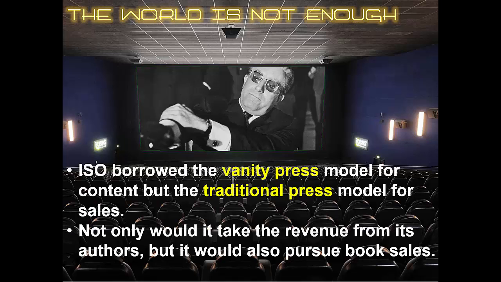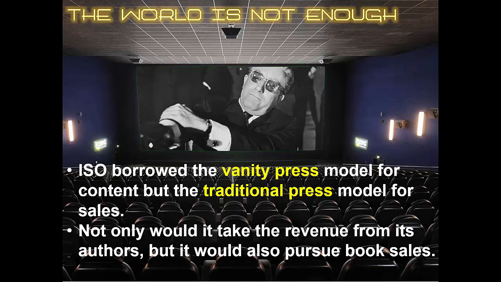Now, ISO borrowed the Vanity Press model for content, but then it took on an additional role of the traditional press model for sales. So not only does it take the revenue from its authors, but it also pursues book sales. Now normally, a Vanity Press doesn't really care about sales. The author will come to the Vanity Press and say, I want to buy 6,000 copies of this book. And then the Vanity Press publishes 6,000 copies, and that author has to pay for those 6,000 copies.